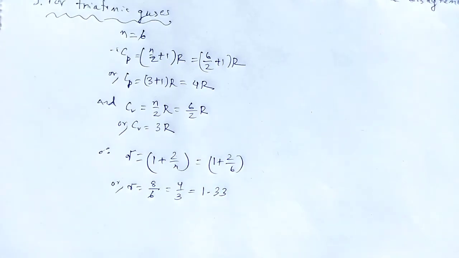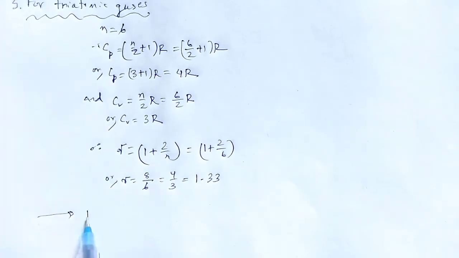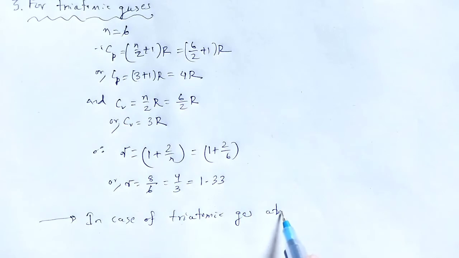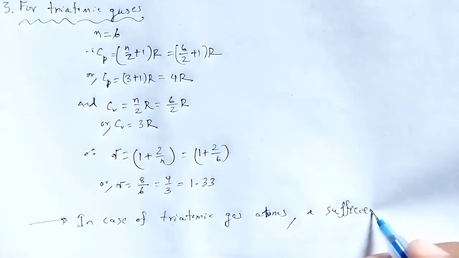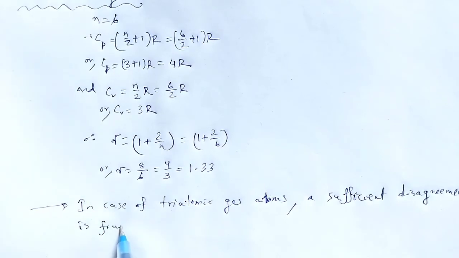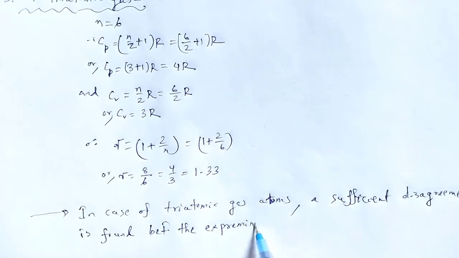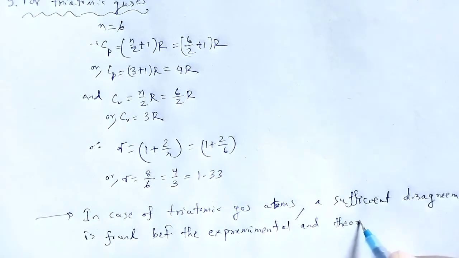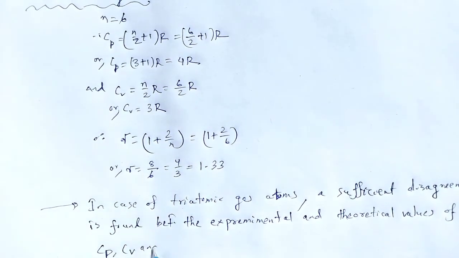In the case of triatomic gases, a sufficient disagreement is found between the experimental and the theoretical values of Cp, Cv and gamma.